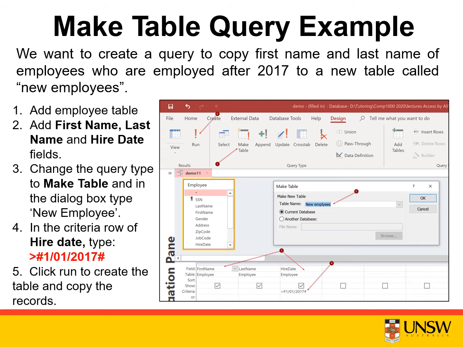For this purpose, go to the query design, add the employee table, then add the first name, last name, and hire date fields. Change the query type to make table, and in the make table dialog box, type new employee. Then in the criteria row of hire date, type after 2017. Finally, click Run to create the table and copy the records.